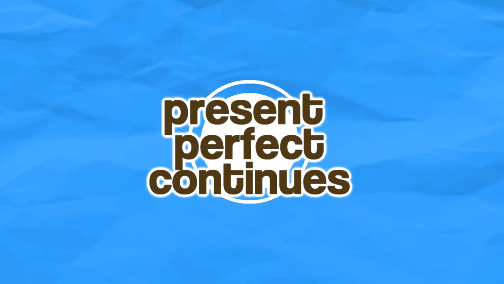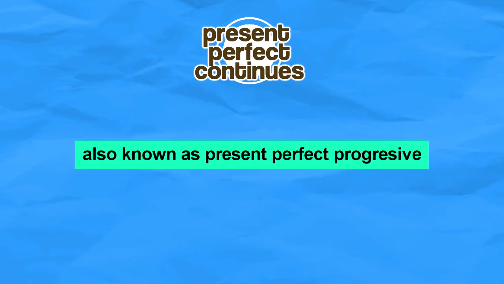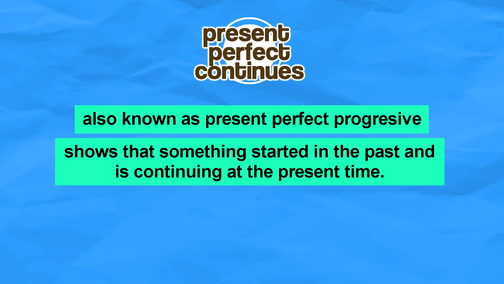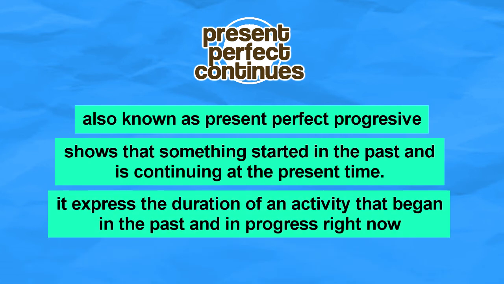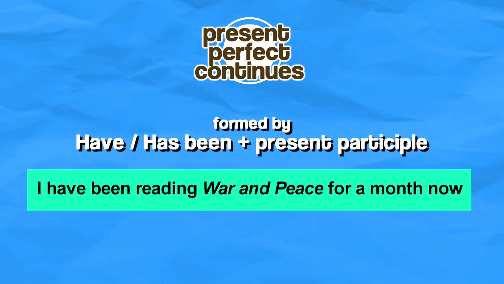Last but not least, present perfect continuous. The present perfect continuous tense, also known as the present perfect progressive tense, shows that something started in the past and is continuing at the present time. It expresses the duration of an activity that began in the past and is in progress right now. The present perfect continuous is formed using the construction has or have been plus the present participle. For example, I've been reading War and Peace for a month now.